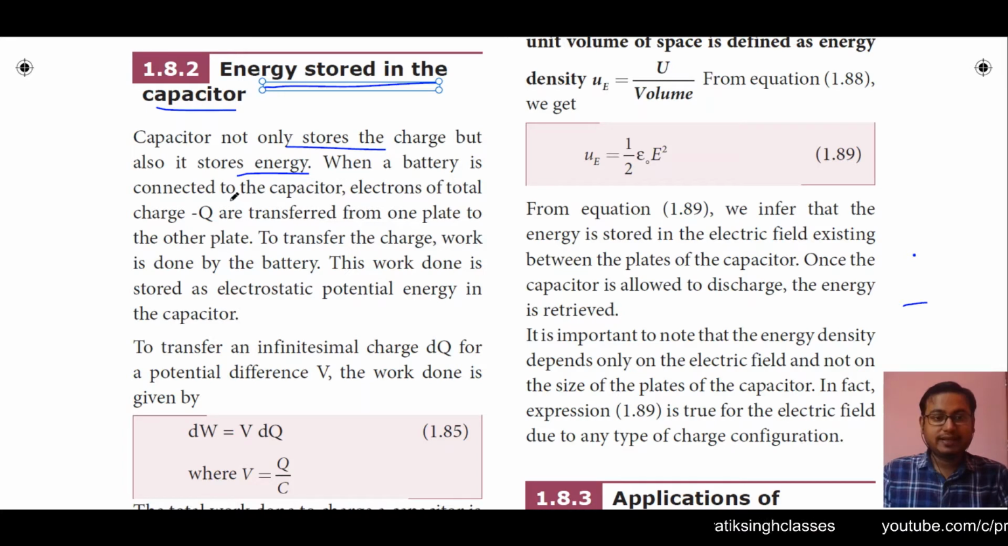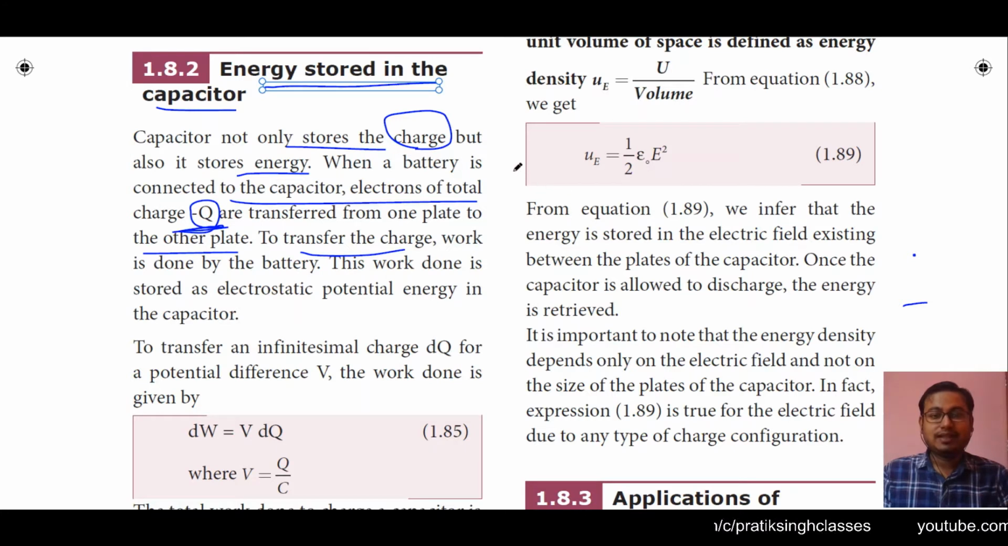When a battery is connected to the capacitor, electrons of total charge minus Q are transferred from one plate to the other plate. That means just suppose that there is a capacitor and it is connected to a battery. When we switch it on, the charges will flow from the battery to the capacitor plates. Suppose minus Q amount of charge has flowed from the battery to the capacitor. To transfer the charge, work is done by the battery.